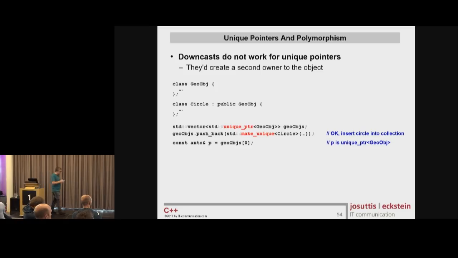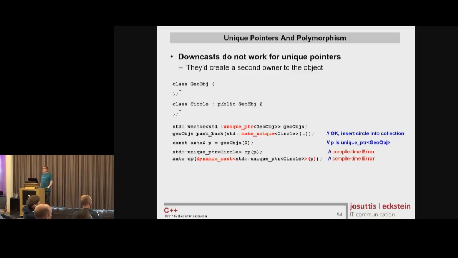Yes. Good. So if you then access the first element, first of all, auto would not work here because you would create a copy. So you have to use const auto reference, and the type is a unique pointer. But you can't cast down, and we also can't create something like a dynamic pointer cast or dynamic unique pointer cast, because what is the essence of a dynamic cast?